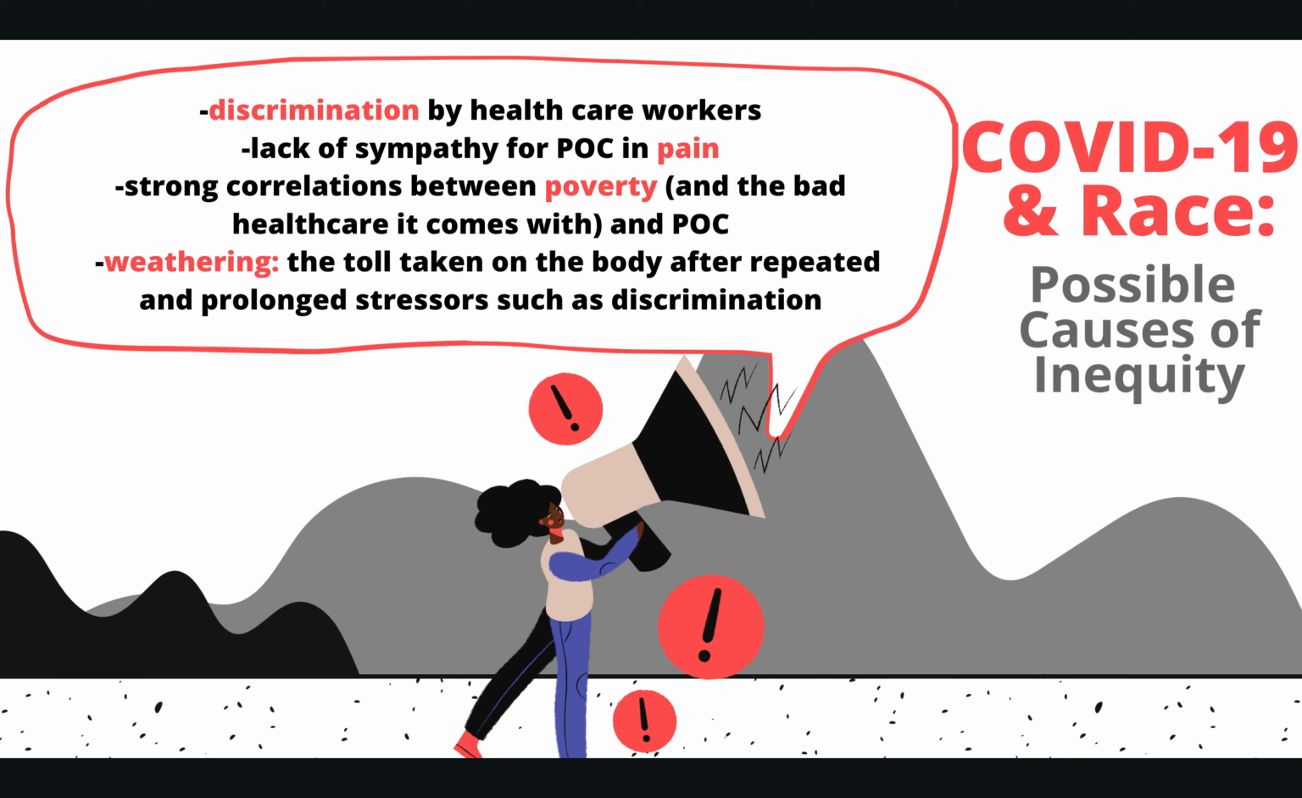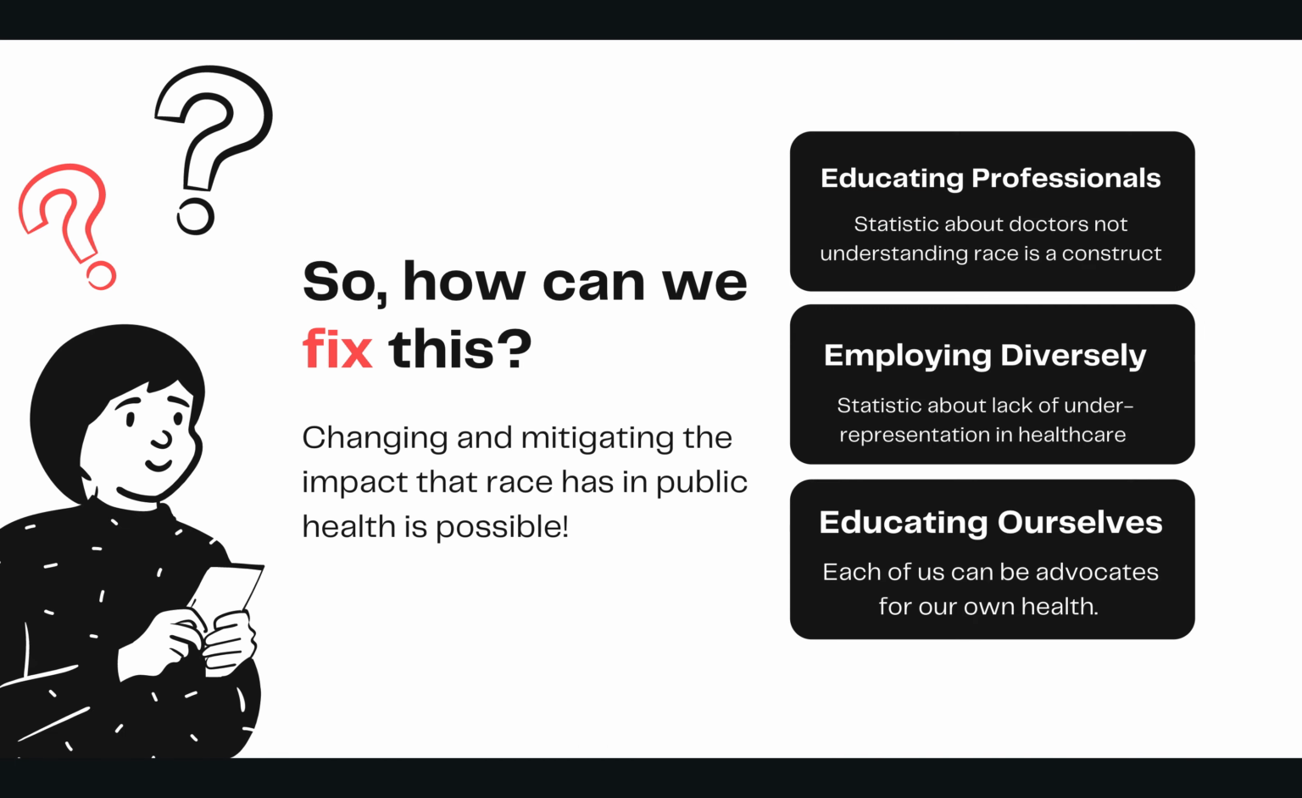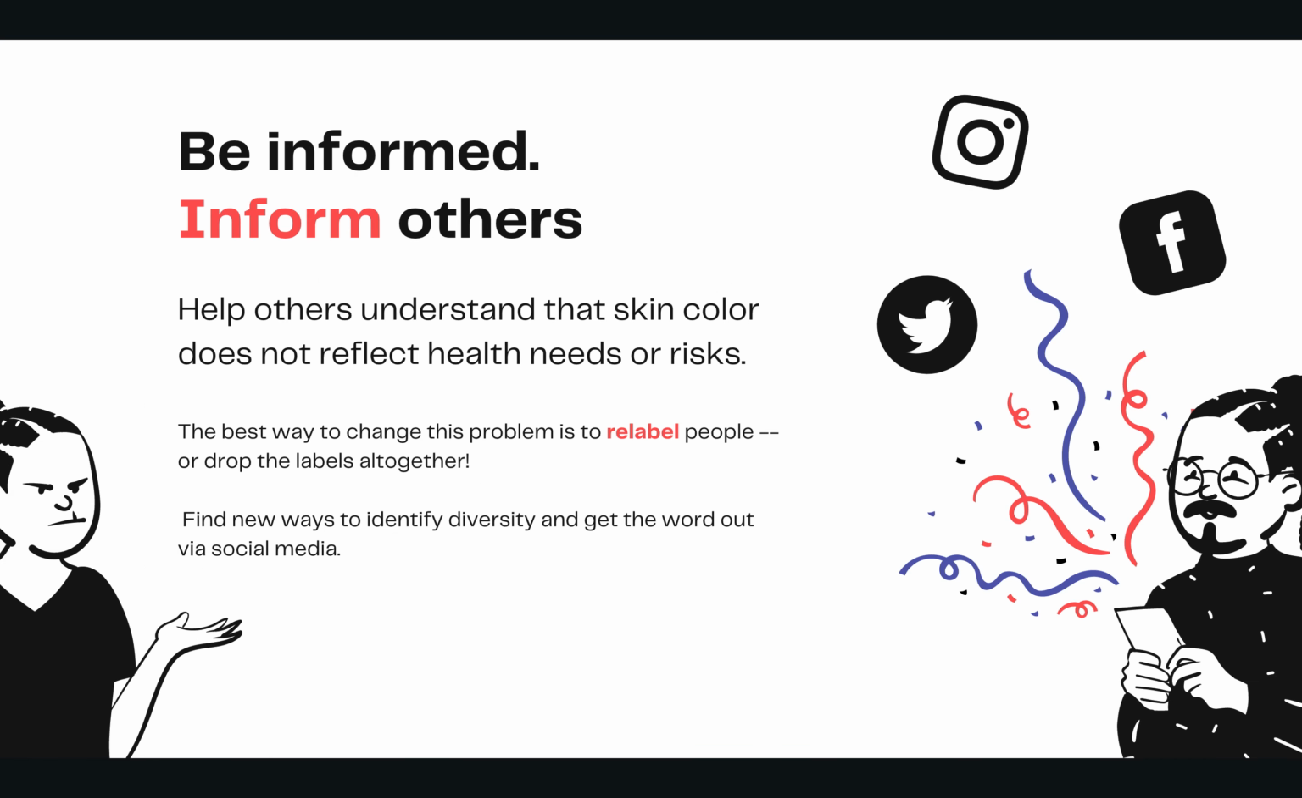COVID-19 and race, possible causes of inequity. Discrimination, lack of sympathy for people of color in pain, strong correlations between poverty and people of color, and weathering. Some ways we can fix this include educating professionals, employing diversely, and educating ourselves. Be informed and inform others. Help others understand that skin color does not reflect health needs or risks.